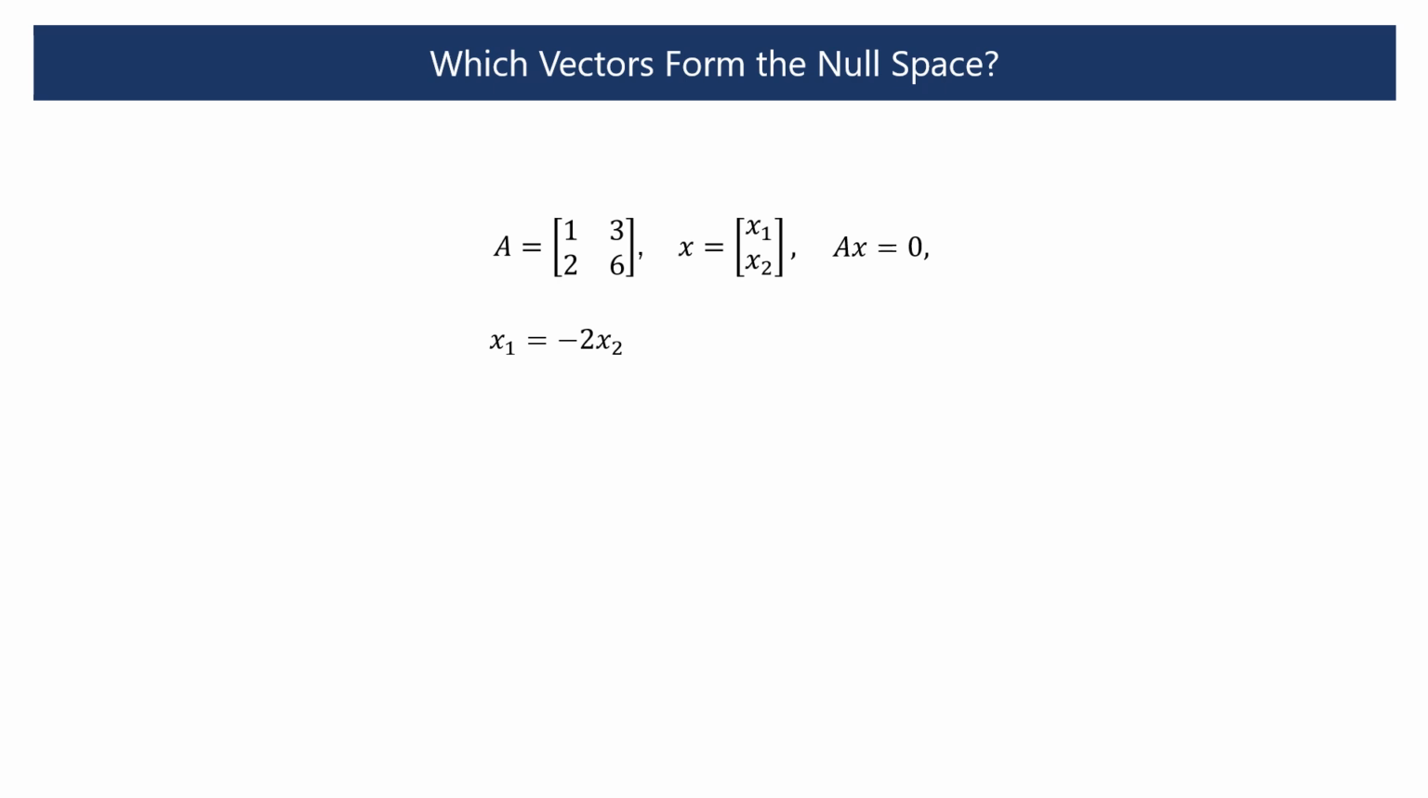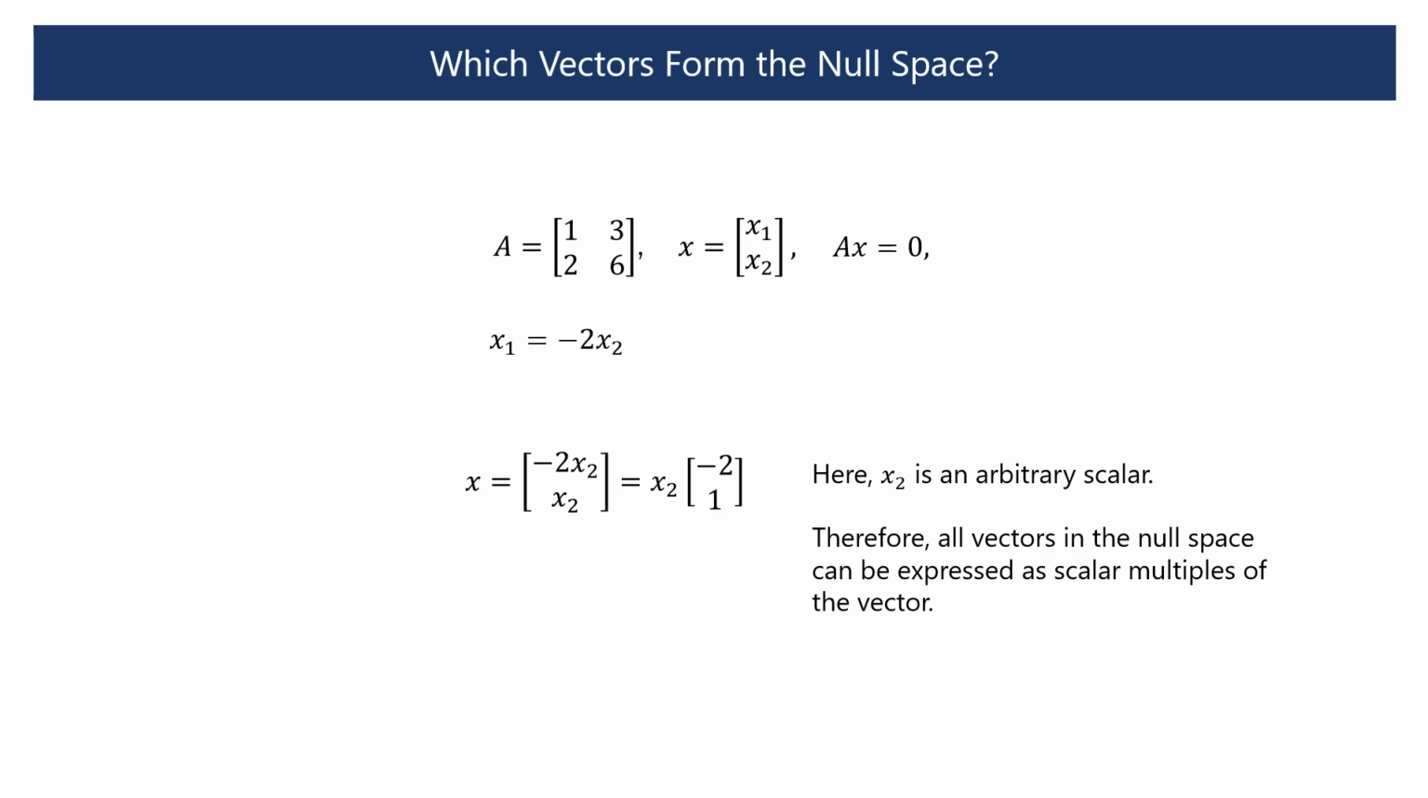So, which vectors form the null space? In the example above, the vectors that form the null space can be expressed in this way. Here, x2 is an arbitrary scalar. Therefore, all vectors in the null space can be expressed as scalar multiples of the vector.